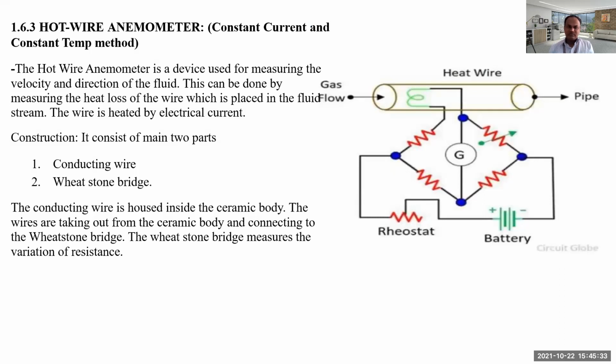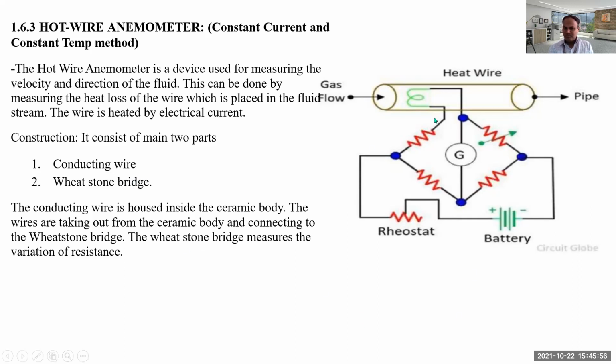This one is the hot wire anemometer. The hot wire is a device used for measuring the velocity and direction of the fluid. This can be done by measuring the heat loss of the wire which is placed in the fluid stream. The wire is heated by electric current. The construction is very simple.